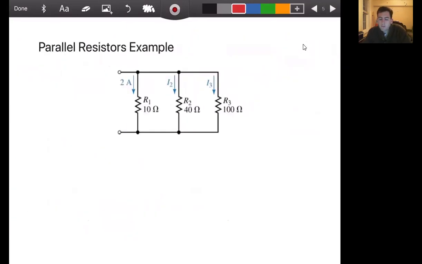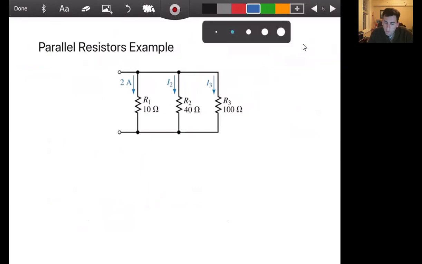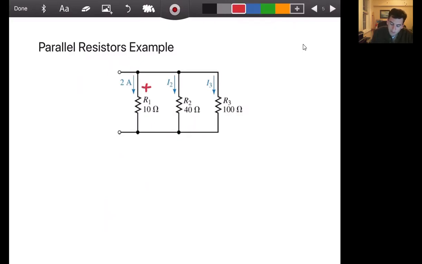Here's a quick example of how we might use our knowledge of resistors in parallel to solve a problem. If we were trying to figure out what our values were for I2 and I3, that is current 2 and current 3 on this drawing here. First, we would note, independent of everything that's upstream to the left of this drawing, that we can immediately find the voltage drop across this resistor R1.